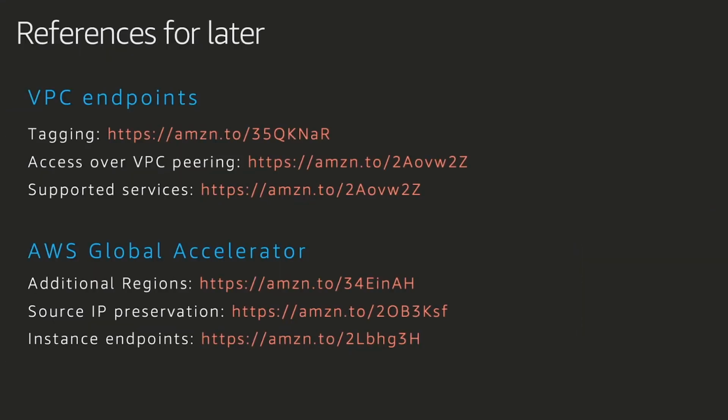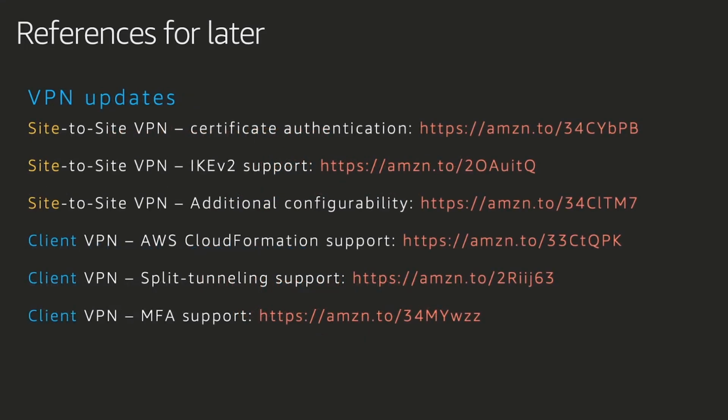And so that's all the content I have for you folks today. So I've thrown a couple of references in here, and we talked about updates for VPC endpoints, so things like access over VPC peering. We've got a whole bunch of new services that support PrivateLink interface endpoints. Global Accelerator now has source IP preservation, multiple or additional regions, instance endpoints into a VPC. We had a whole bunch of updates to site-to-site VPN and client-to-site VPN. So pretty amazing transition there on the new features that we can use.